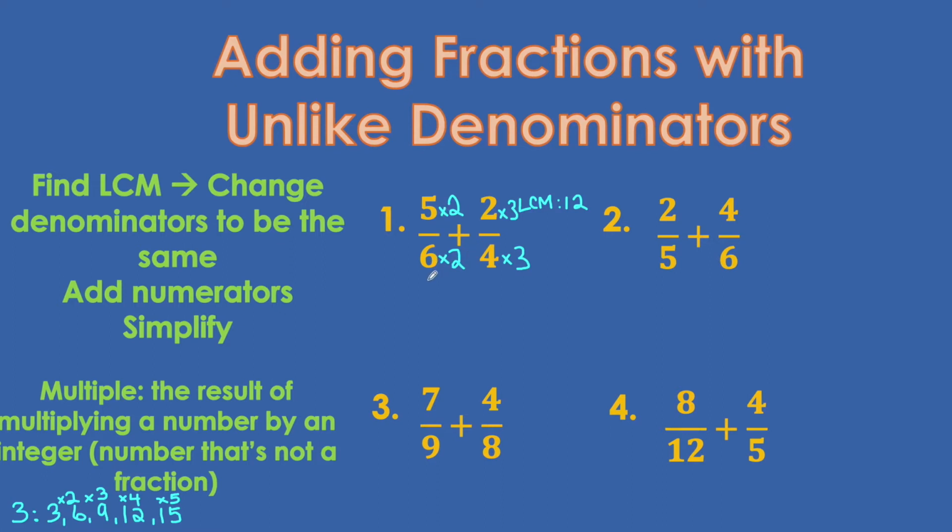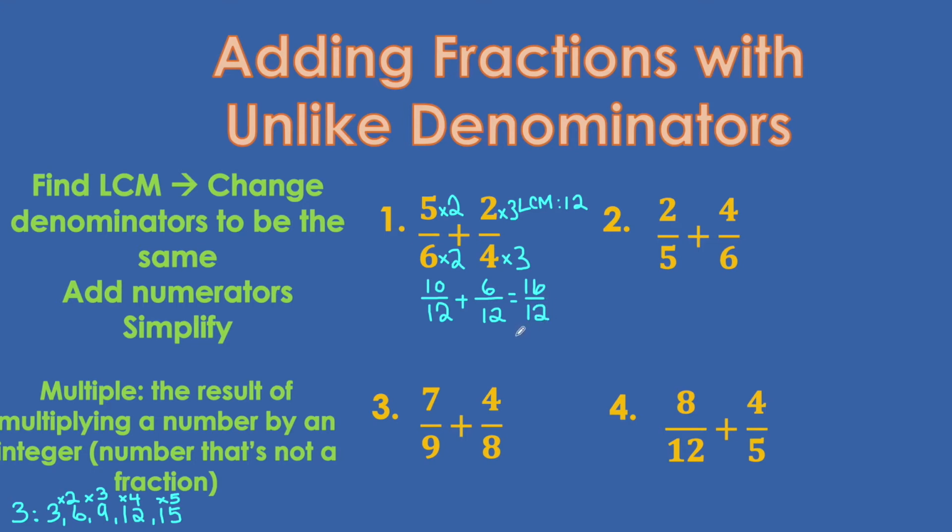So 5 times 2 equals 10. And then we have our denominator of 12. I'm going to copy down the addition sign. 2 times 3, we have 6. 4 times 3, 12. Which gives us 16 twelfths.